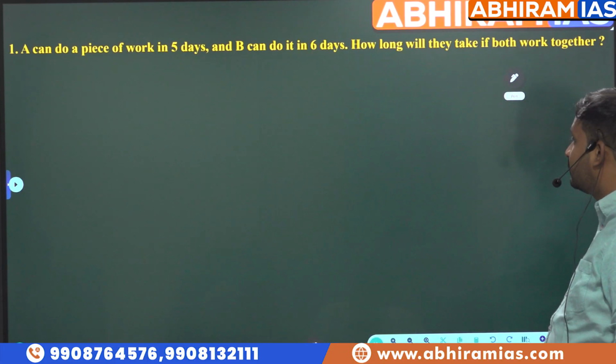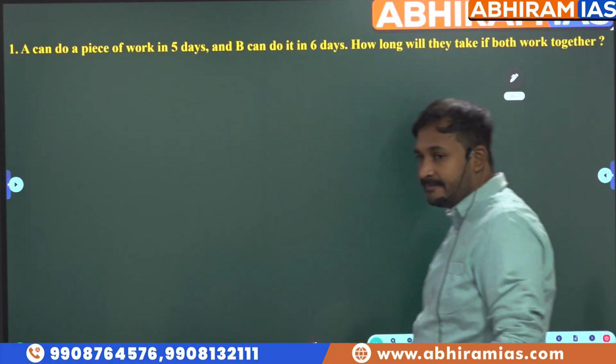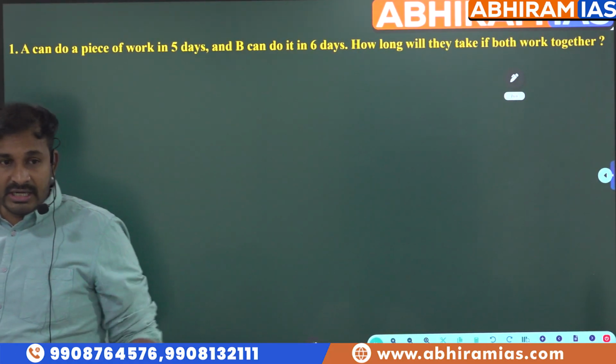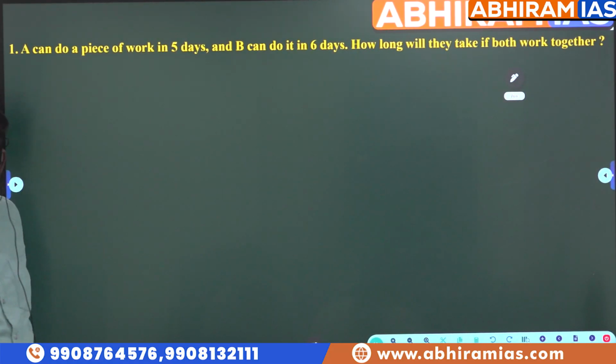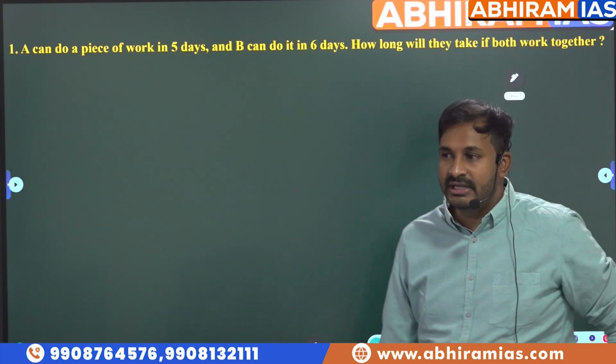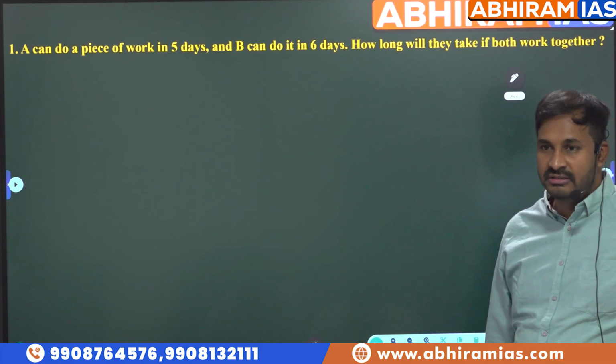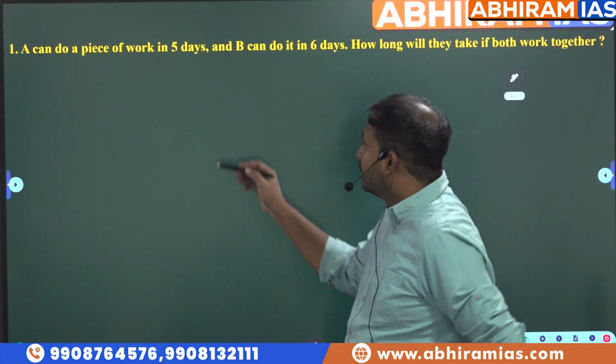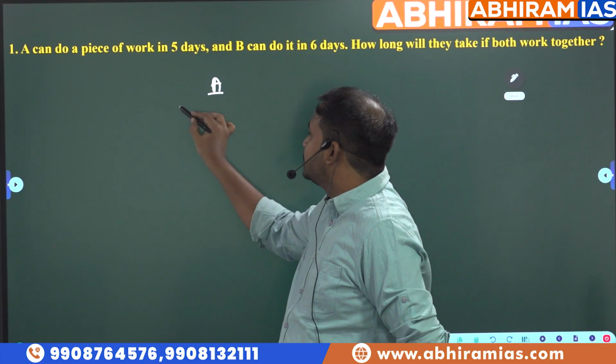Now we will go to the questions, students. Now please see here. Similarly, A can do a piece of work in 5 days, B can do it in 6 days. How long will they take if both work together? That is the question. Now first, A takes what time to finish the job?